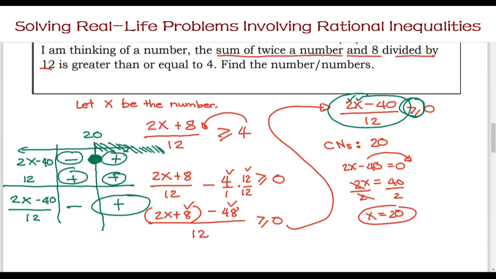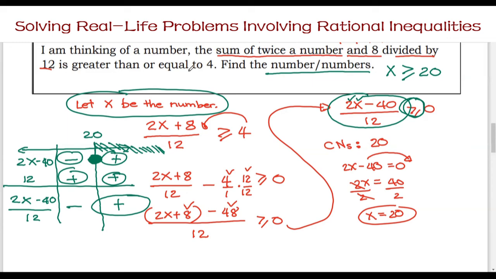So, ibig sabihin, madami talagang numbers tayong makukuha. Ito, we let x be the number. So, ano yung number na yon? Ang sagot dito, yung number na yon is any number, basta ang x mo is greater than or equal to 20. Yan yung final answer natin. Kahit anong i-substitute mo, basta greater than or equal to 20, palaging yung sum ng twice of a number plus 8 divided by 12 is always greater than or equal to 4.